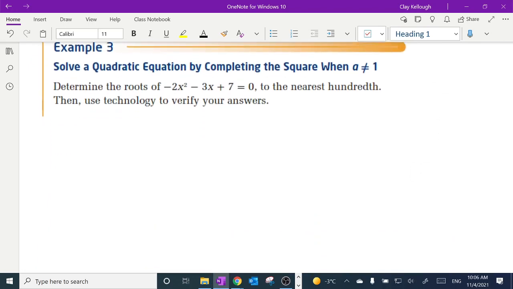Okay, what if a is not 1? Can I factor out the negative 2 out of everybody? No, not without having a fraction on that 7 and that 3. I don't want that. Neither do you. So we're going to have to complete the square. We're still going to have to deal with a fraction, but we won't deal with a fraction on the 7. We'll take out the negative 2, leaving this as plus 3 halves.